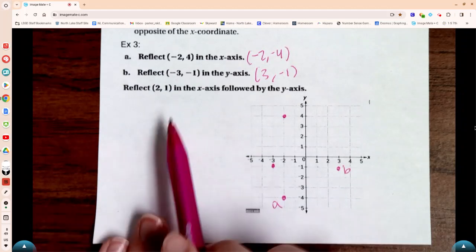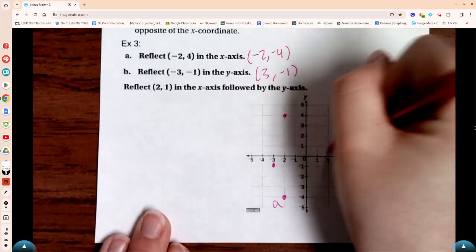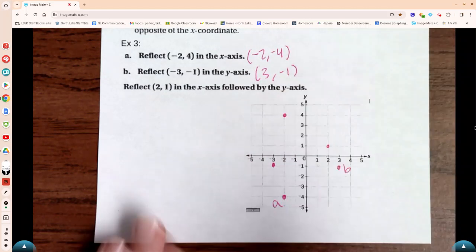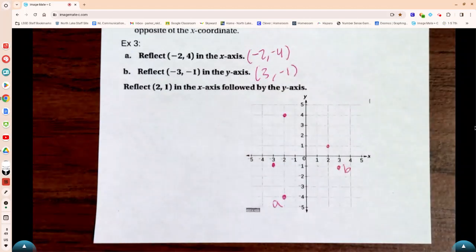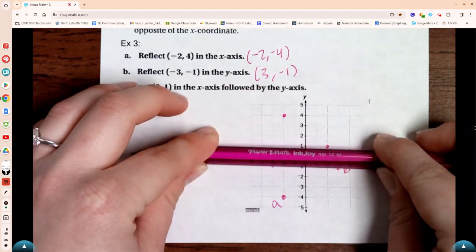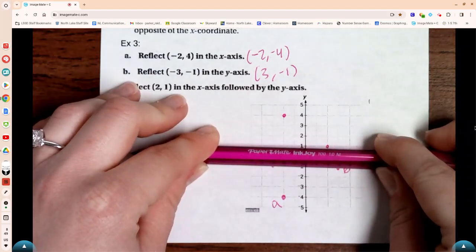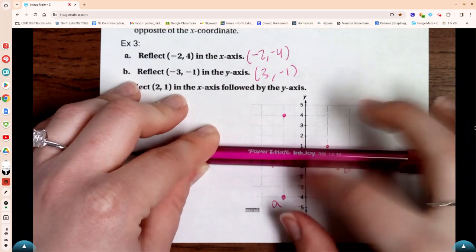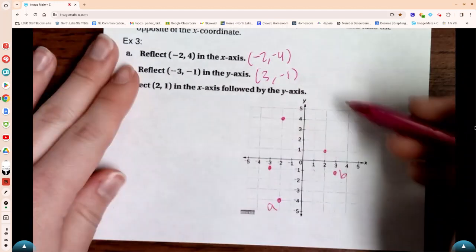So now the last one I'm going to do is 2, 1. So that's over 2, up 1. And this time it says to reflect over both the x-axis and the y-axis. It says x followed by y. So that means I have to do 2 reflections. First, I'm going to reflect over x, so over this. Who can tell me where that would land if I'm reflecting over this? Dash? -2, 1.